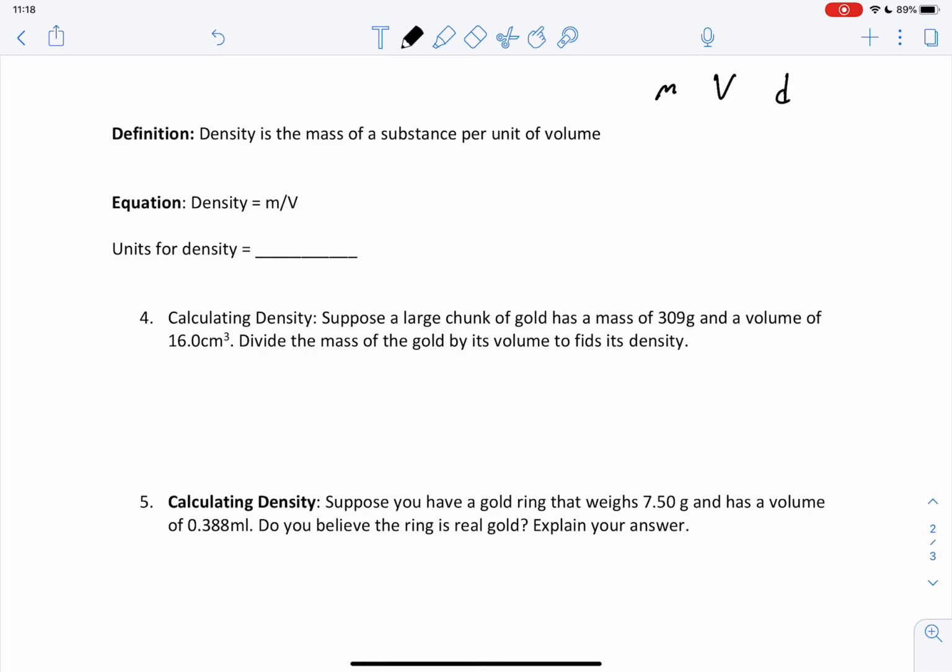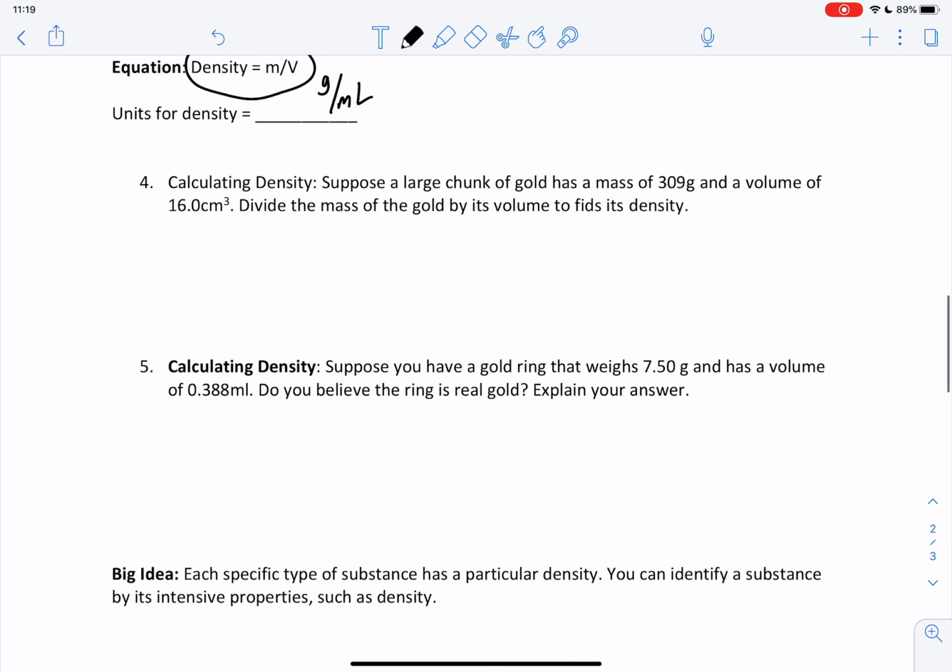So the density of an object is its mass of a substance per unit of volume, or a better way to think about it or visualize it is mass divided by volume. The units for density are just combining the units for mass and the units for volume, which is grams divided by milliliters. Okay, so that's our unit. So we have a few problems here.